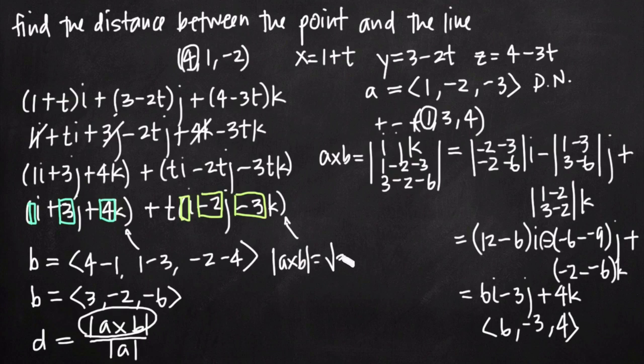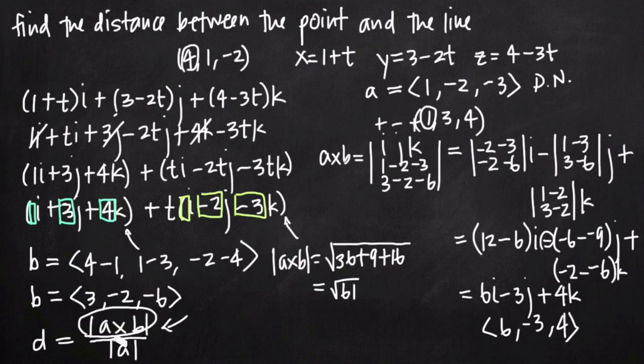6 squared is 36. Then we add to that -3 squared, which is a positive 9, so we say 9. And then we add to that 4 squared, which is 16, so we add 16 like this. And what we get here is 61, so we get the square root of 61. That's our numerator for the distance formula.